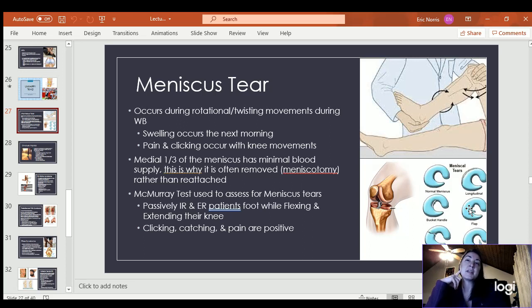So if somebody is having signs and symptoms like that, then most likely they either have a bucket handle tear or maybe a piece of the meniscus that's flapping off and can get stuck and then go back.